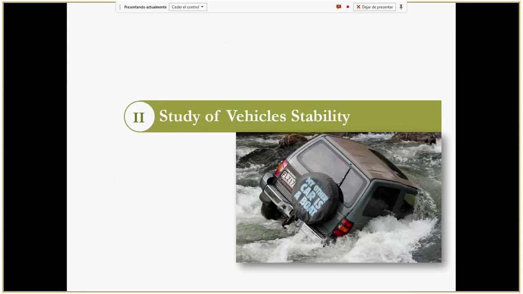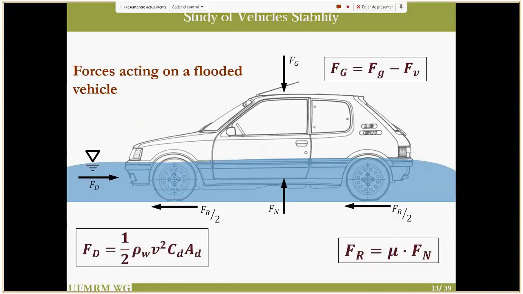Well, let's focus now on the experimental and numerical study about the vehicle's stability. Here you can see the hydrodynamic forces acting on a vehicle. The horizontal force is the drag force, and there is as well a vertical force that pushes the vehicle up. This vertical force could be the result of either buoyancy force, lift force, or both together, depending on the situation. The resultant, capital G, is called effective weight, and is the difference between the gravitational force, which is due to the vehicle's weight, and the hydrodynamic vertical force.